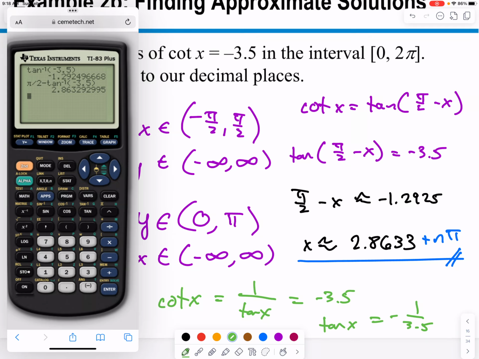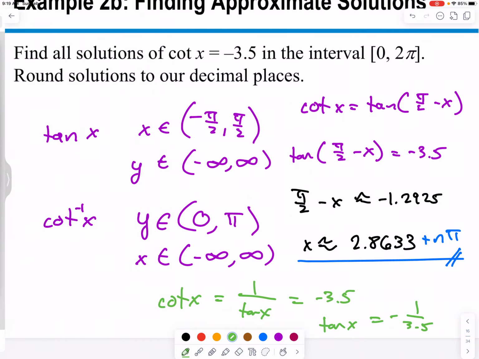So now, okay. If we say tan of that result, we should get a negative 1 over 3.5. So if I do tan of that answer, we get something like this. I don't know about that. Let's see. Negative 1 over 3.5. Okay. That's about the best we can do. I know it's a little bit off, and then the integer multiples of pi. That one's not too terribly bad. Let's find all solutions of this on the interval from 0 to 2 pi. Okay.